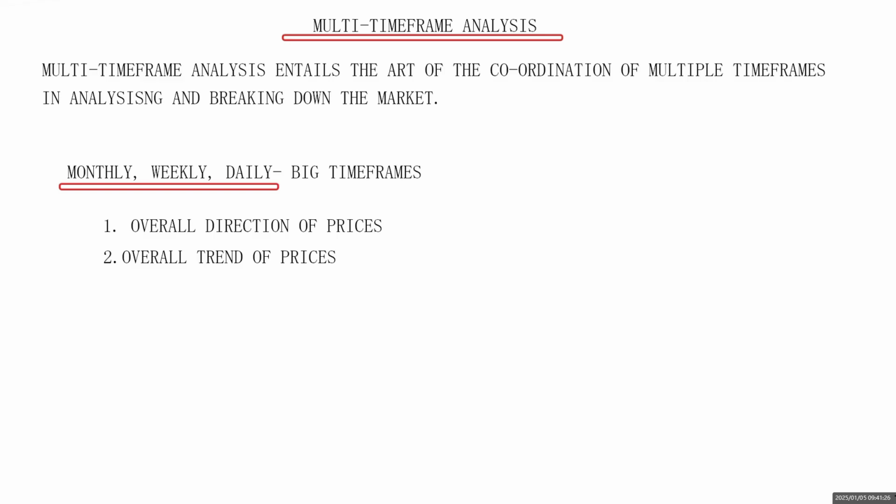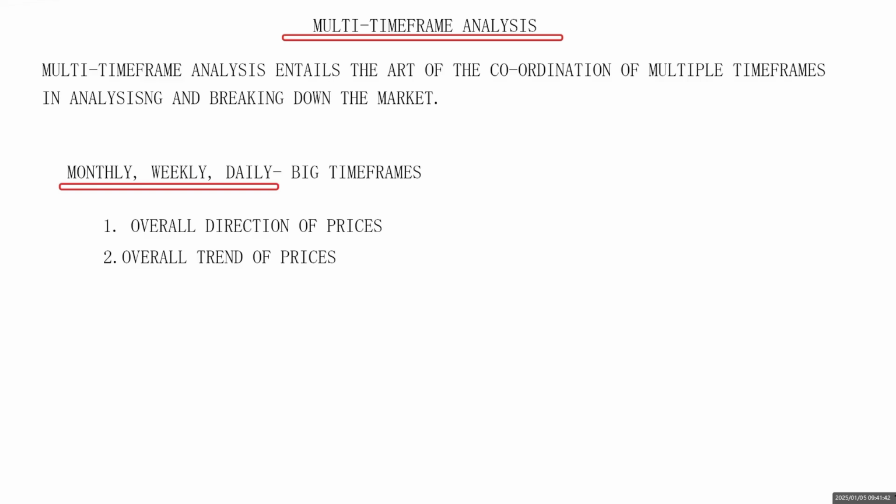Okay, one might ask, why don't we use these big time frames to place an entry? This is because the big time frames will give you a very wide stop loss. Okay, and if it gives you a very wide stop loss, you are not going to have the best risk reward when picking trades on the big time frames.